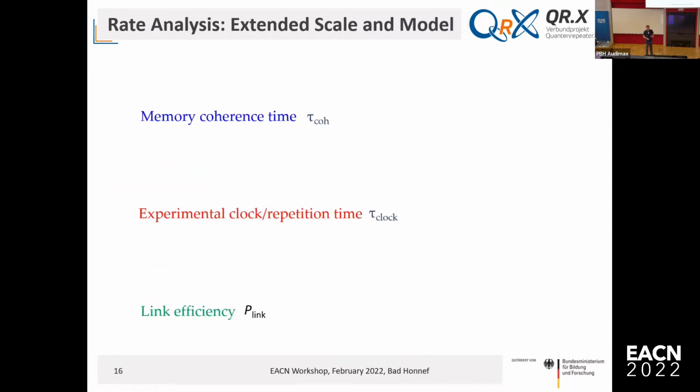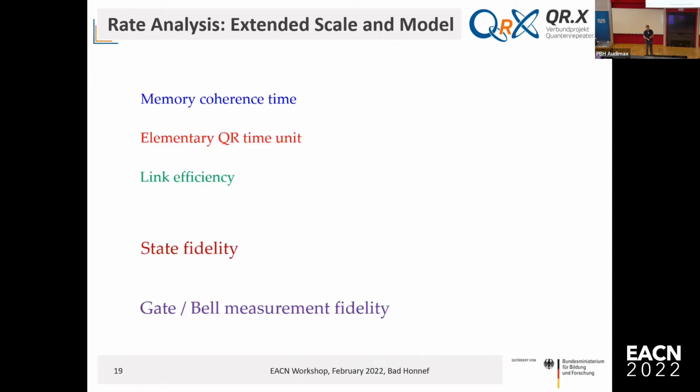Okay, now back to the simple model with these three parameters. If we want to go to more segments, we have to include the classical communication time for sure. That's L0 over c. L0 is the length of one segment. So if we go to more than two segments, and now, as I said, we want to include fidelities as well. The state fidelity, so we distribute these initial 2-qubit states in one segment with a certain quality, which has not been included yet in the simple model.